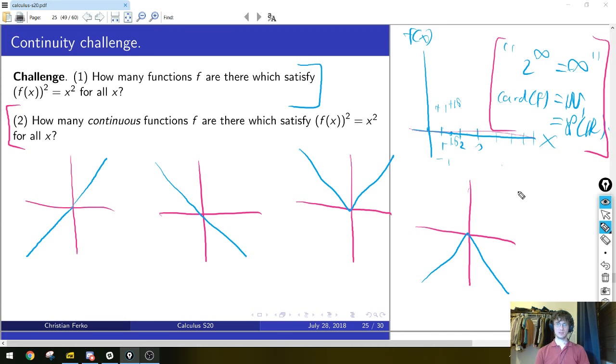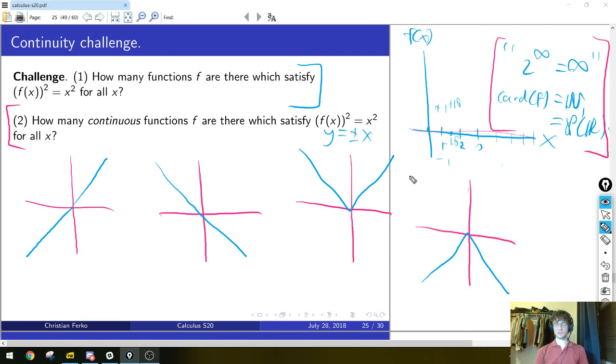Is this case as well going to be that there are infinitely many continuous functions because you can change the slopes? No, you can't change the slope because it has to be plus 1 or minus 1. Right, because this has to be y equals plus or minus x. So the slope always has to be plus 1 or minus 1.